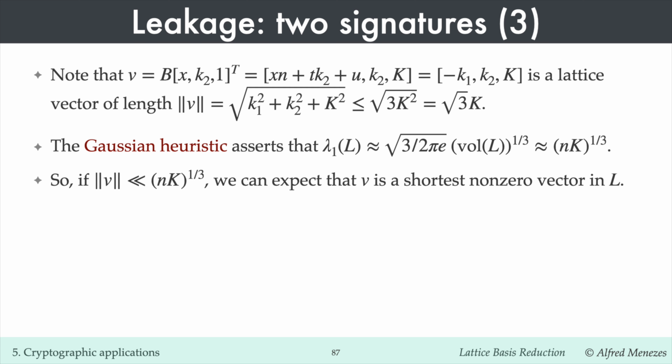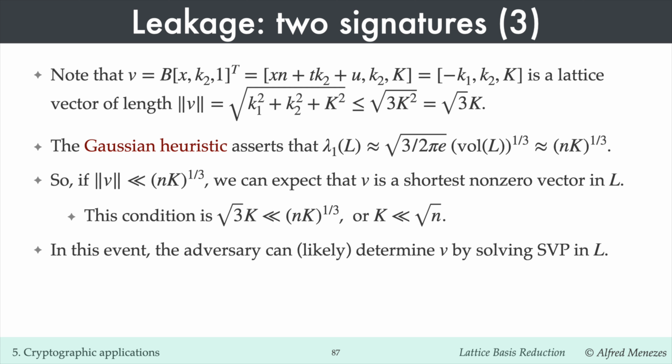Thus, if the length of V is much smaller than the cube root of n times k, one can expect V to be a shortest non-zero vector in the lattice, and hence recoverable by an algorithm that solves SVP. This condition can be approximately written as k less than the square root of n. This requirement is satisfied if more than half of the leftmost bits of each per message secret are known to be 0.